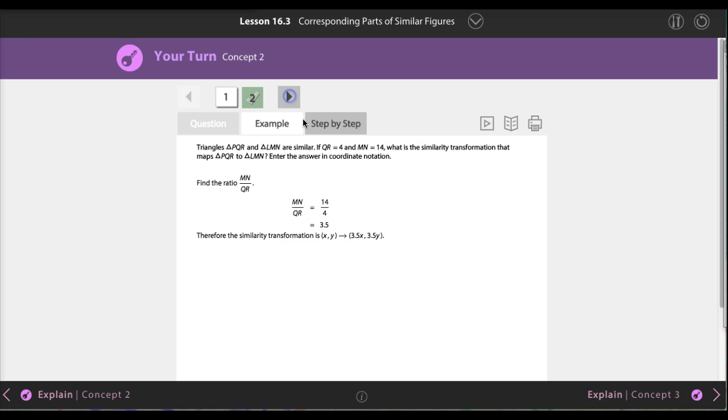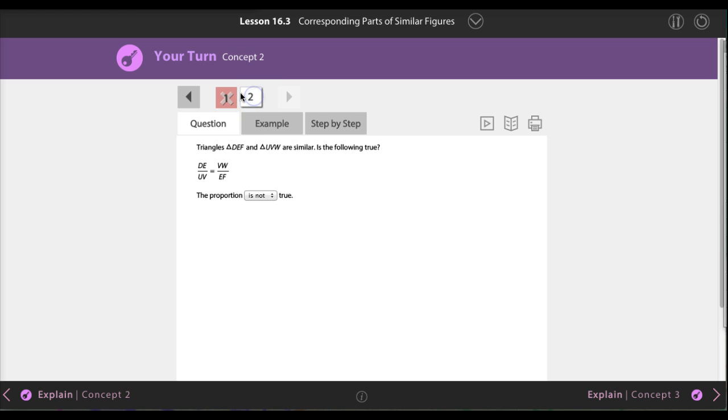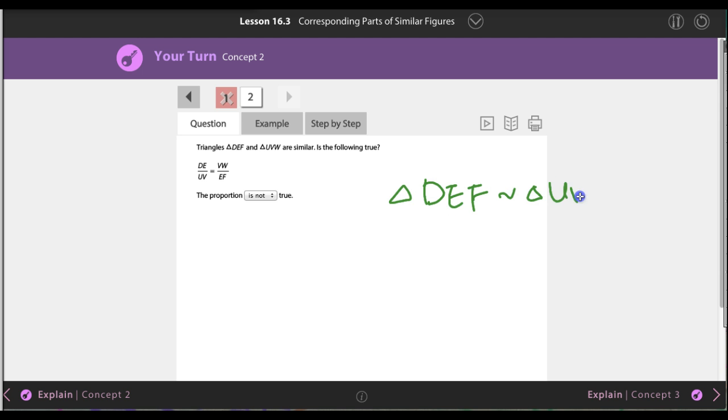Okay, so then the next question, I already got this question right, but triangle DEF and UVW are similar. Is the following true? Well, so let's see. Triangle DEF and triangle UVW is what we have. And look, we have DE on top, that's the first two letters, so then at the bottom should be UV, the first two letters, right? And those two ratios have to be the same as the other segments. And so on top, that is the problem. We have VW and EF.